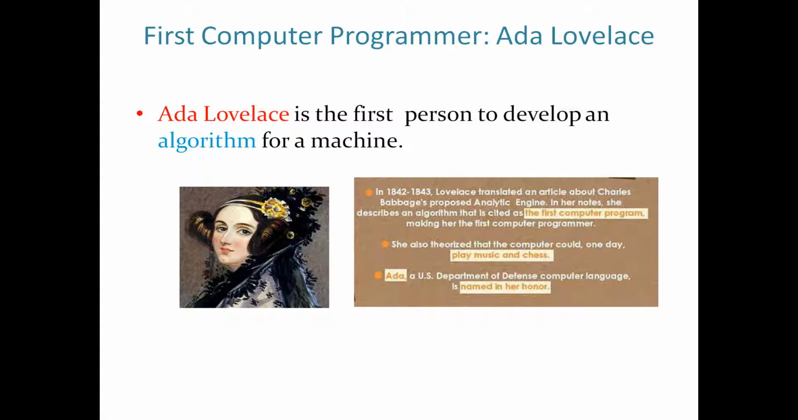Now, this is just a random slide that introduces the first programmer. Ada Lovelace is the first person to develop an algorithm for a machine, in 1842 to 1843. It was the first computer program, so she is called the first computer programmer. She also theorized that one day the computer could play music and chess. A US Department of Defense computer language is named in her honor. So this was the first computer programmer.